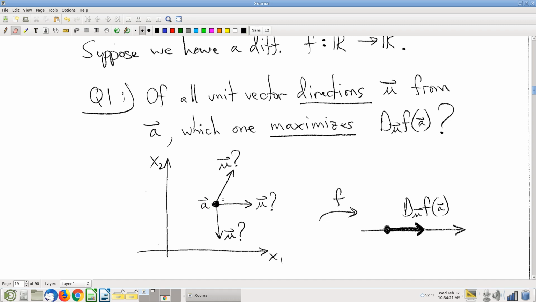It's not a hard adaptation. Okay, so we're going to consider all unit vectors from this point representing directions in which I might go.